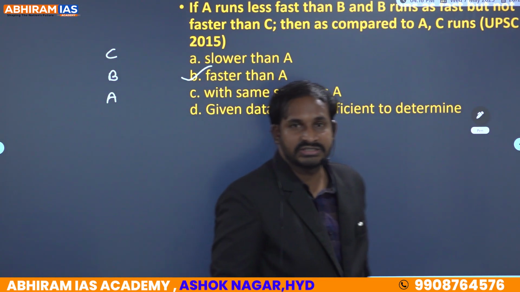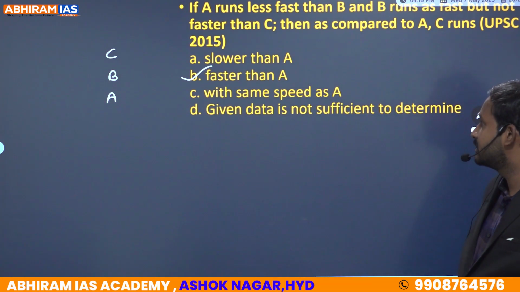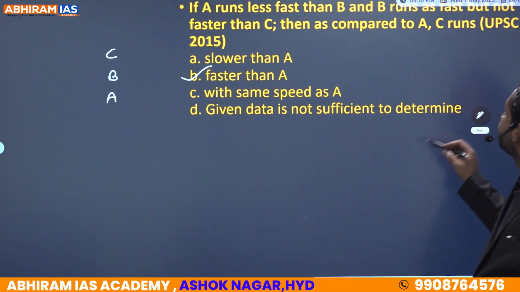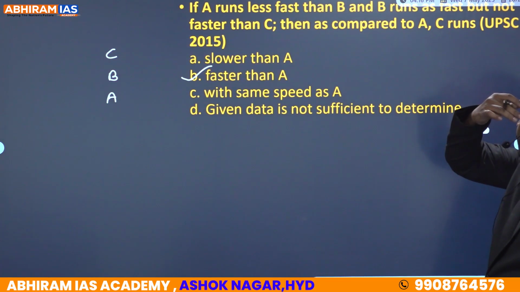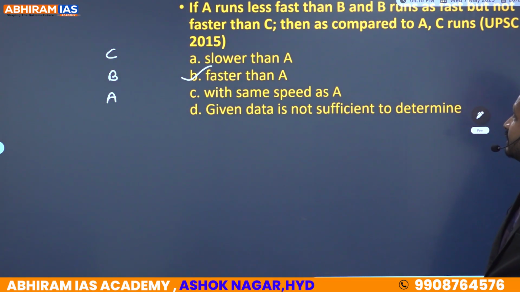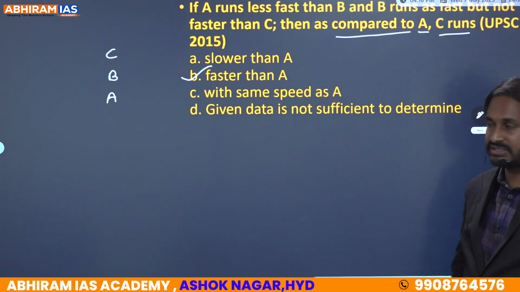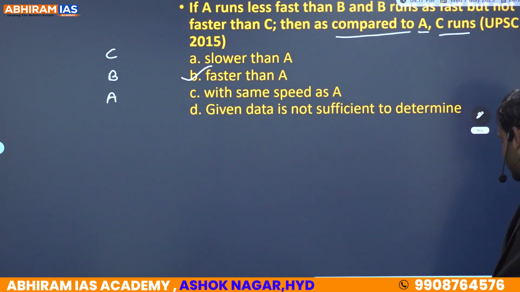C will run faster than A here. Why? Because C is running faster than B. He runs as fast but not faster than C. So this is the case for us. So then as compared to A, C runs faster than A.